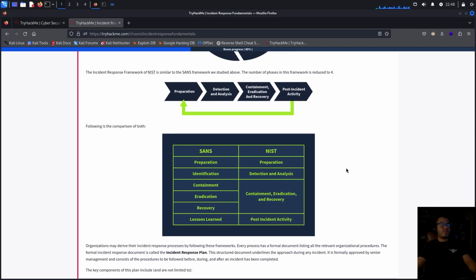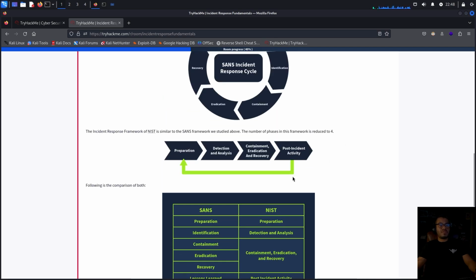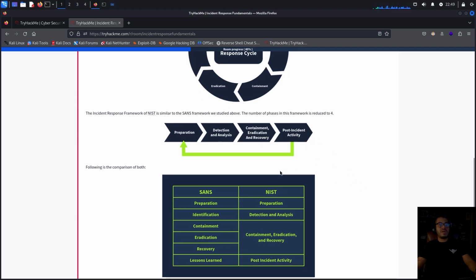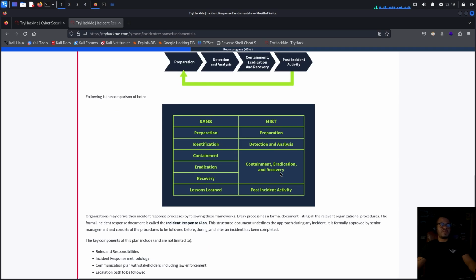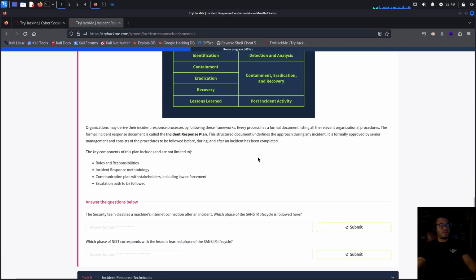The incident response framework of NIST is similar to the SANS framework we studied above. The number of phases in this framework is reduced to four: preparation, detection and analysis, containment, eradication and recovery, and post-incident activity. Following is the comparison of both. Makes sense. Organizations may derive their incident response processes by following these frameworks.